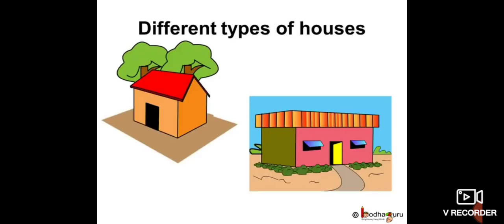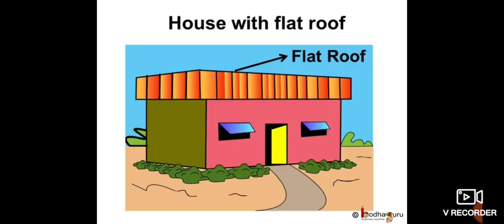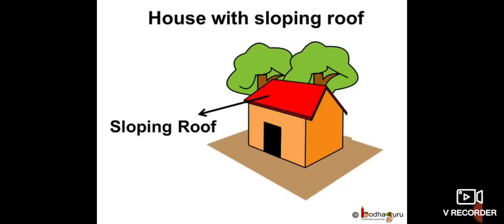Now we will see the various types of houses. What kind of houses are there in the plains, that is low lying flat areas? It can be of many types. If we see the roof, it can be flat. It can also be slanting or sloping and is called a sloping roof.